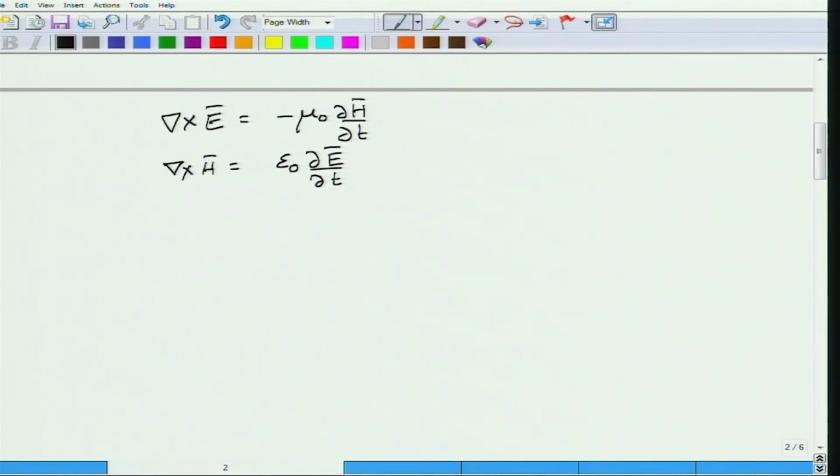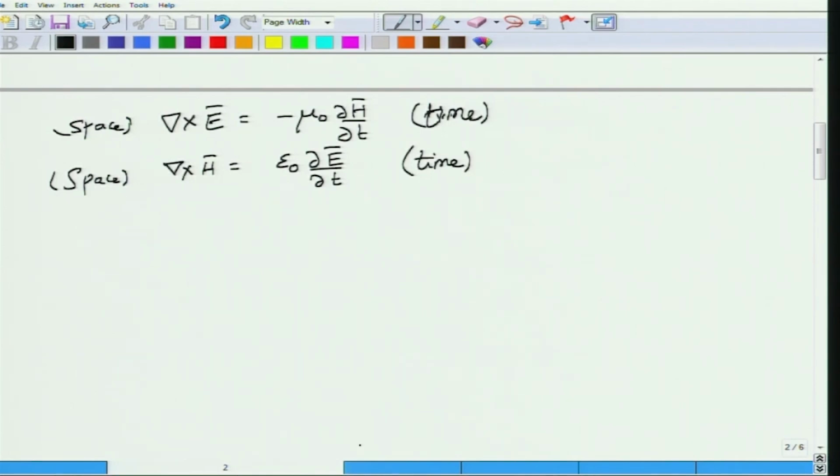Okay, so you can see here that on one side I have space variation of a vector field. In this it is the electric field which is varying with space, and here it is the time variation of a vector field which is magnetic field H, right. Similarly, you have space variation of the magnetic field linking to time variation of the electric field. Okay. Now I can write down a wave equation in electric field E or magnetic field H.